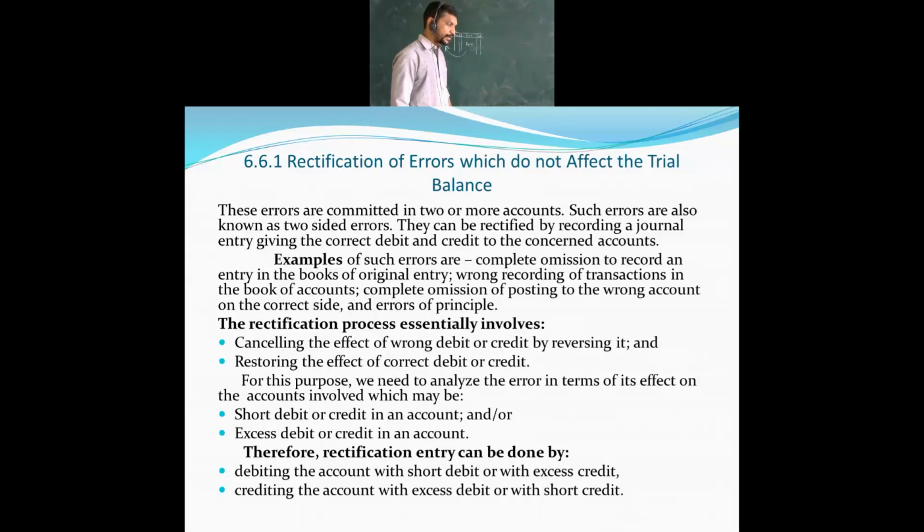See, debiting the account with short debit means there is a shortage of this. There is a shortage of this means you have to give the excess in the credit, which means you have to take it over here. That can be done, just like I told you: 70 rupees expenses you have mentioned as 17, which means a 63 rupees difference is there, and that has to be made over here, right? That's the thing. Then crediting the account with the excess debit.